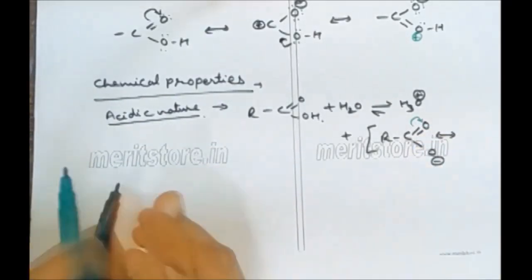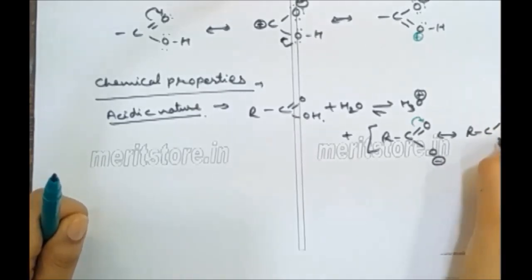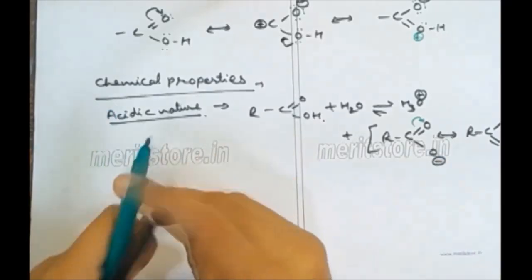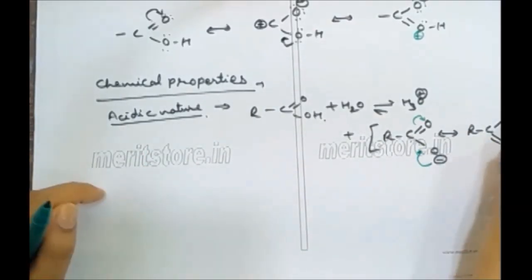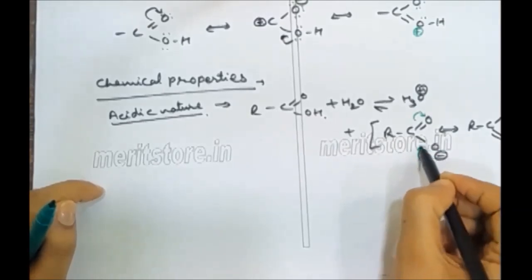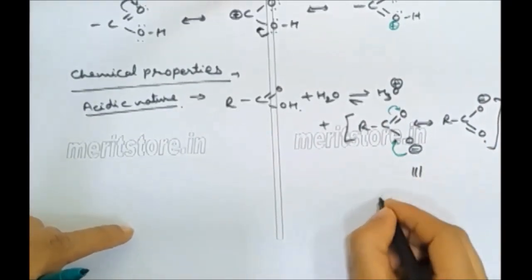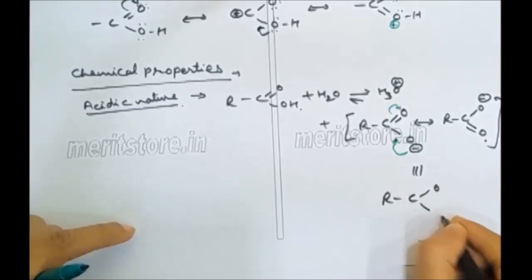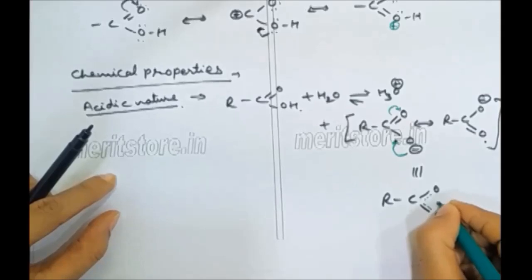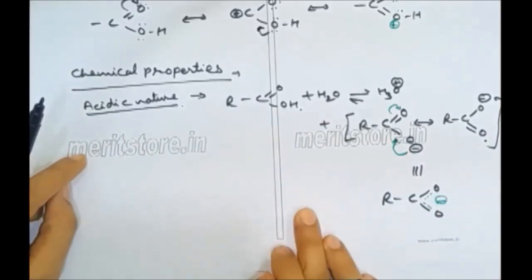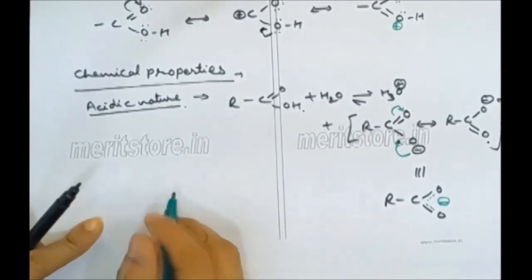This bond will shift here and it will make another structure. It will get minus charge, and this bond will shift here. This bond is shifting here and this charge will shift here. So we'll get another structure which is the same. Means this bond is partially double bond and it will be having negative charge. So these acids are weaker than mineral acids but stronger than alcohol and simple phenols.